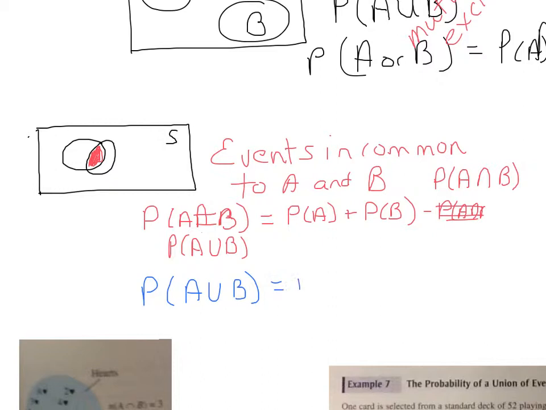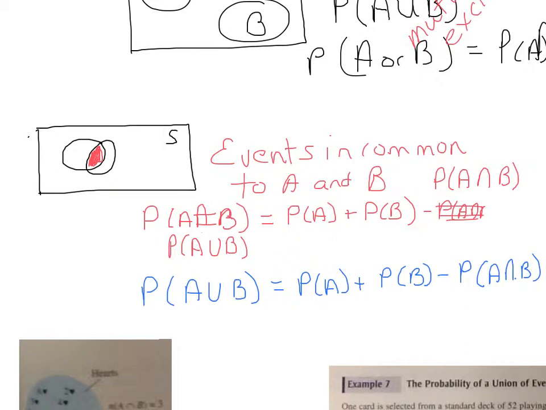This is equal to the probability of event A plus the probability of event B minus the probability of what's common to both. Minus the probability of A intersect B. Is it intersect or, okay. What is the U? Intersect, union.